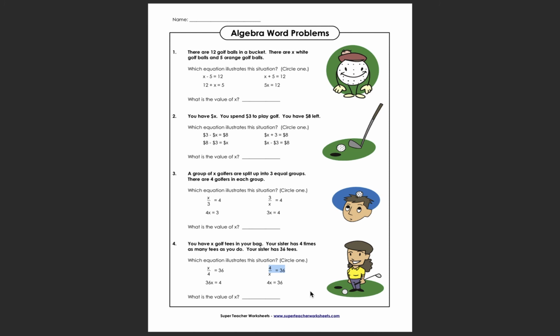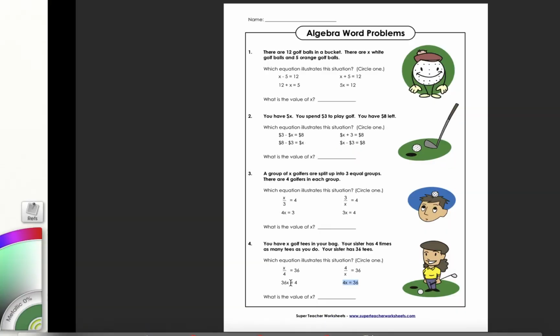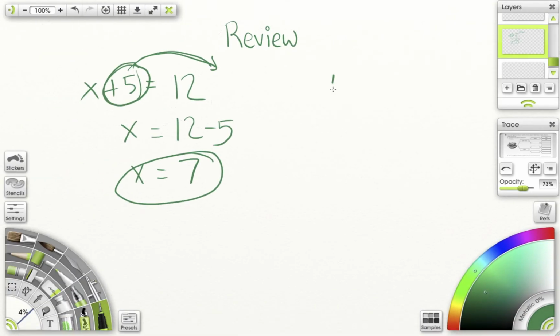Can you think of a number? No, because there is no number that 4 can divide by to equal 36, unless it was a decimal. And there's just no way it would be a decimal number because I can't have part of a golf tee. So the only equation that makes sense is 4x equals 36. So that's my final equation, 4x equals 36.